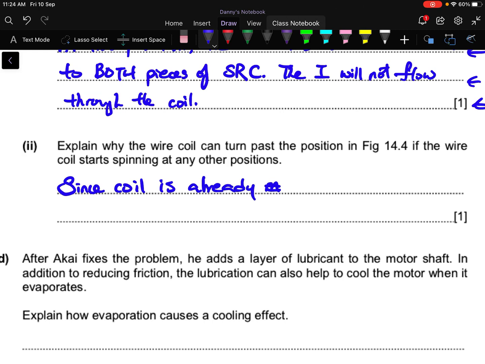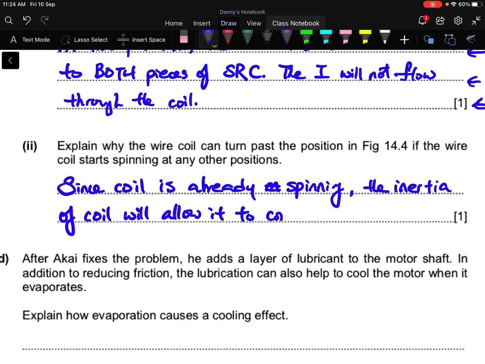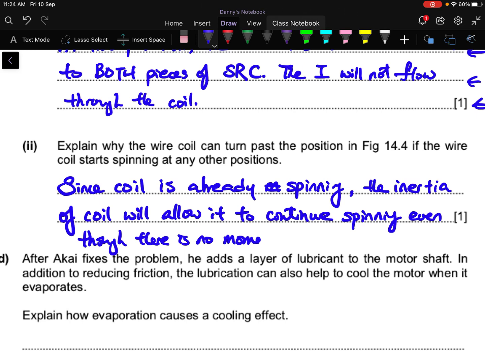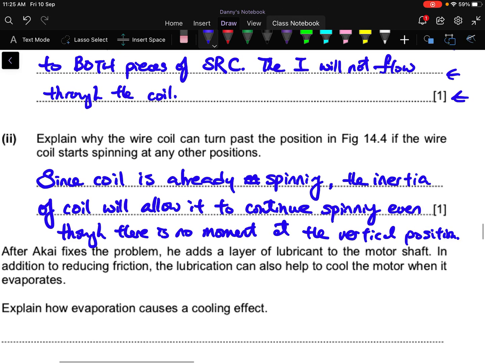So you have to tell me that since the coil is already moving, or in this case spinning, the inertia, that means the reluctance of it to stop, in this case, to be specific, the inertia of the coil will allow it to continue spinning even though there is no moment at the vertical position.